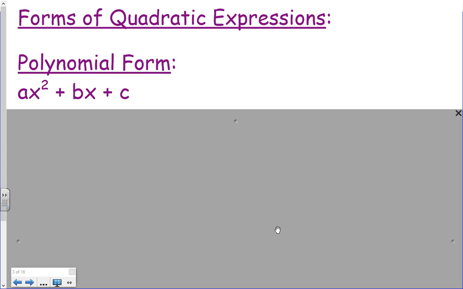If you remember that general form of a polynomial, we'll talk about that later in this chapter, that general form, a sub n x to the nth plus a sub n minus 1 x to the n minus 1 and so forth, is the form you're looking at here, and that's why it's called the polynomial form, ax squared plus bx plus c.